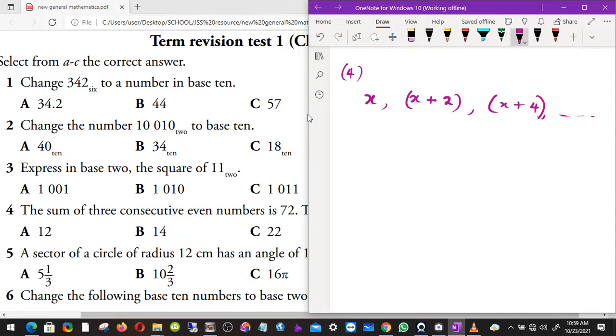You are not listening. These are consecutive even numbers. It is the same way we have consecutive odd numbers. If the first odd number is x, like 1, the next odd number will be 3, which will be 1 plus 2, right? Yes. So this is the pattern for both consecutive even numbers and consecutive odd numbers. If they just say consecutive numbers, that is when you do x plus 1, x plus 2, x plus 3.